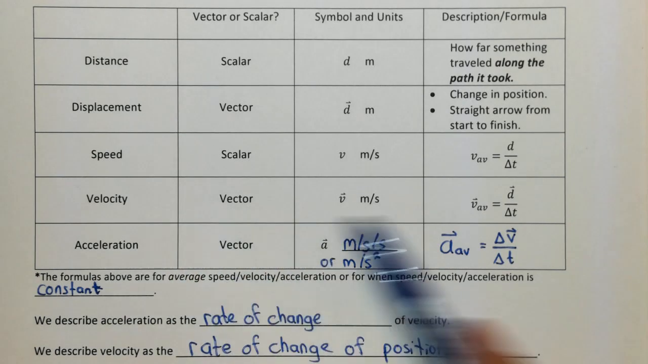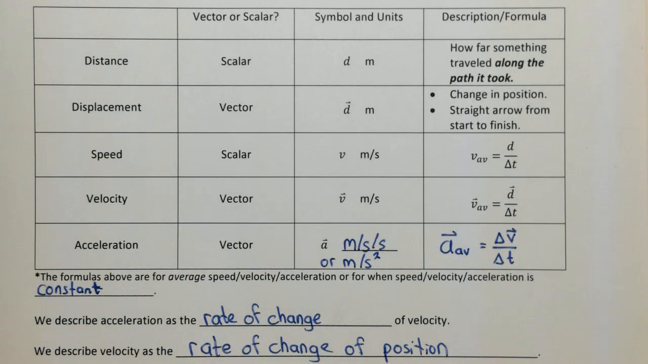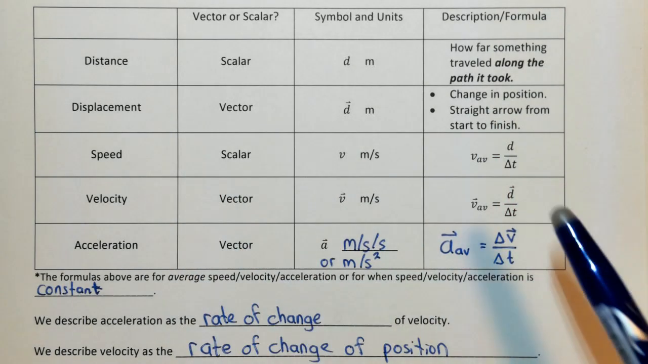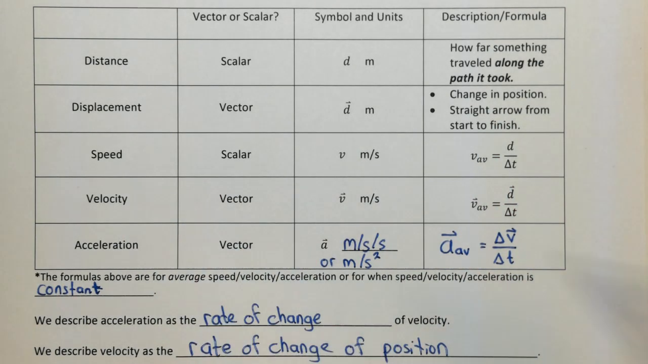Direction of velocity is also pretty obvious. Like, which way is it going? That's the direction of the velocity. So we didn't really have to spend a lot of time talking about how to find the direction of displacement or how to find the direction of velocity. But with acceleration, it's different.